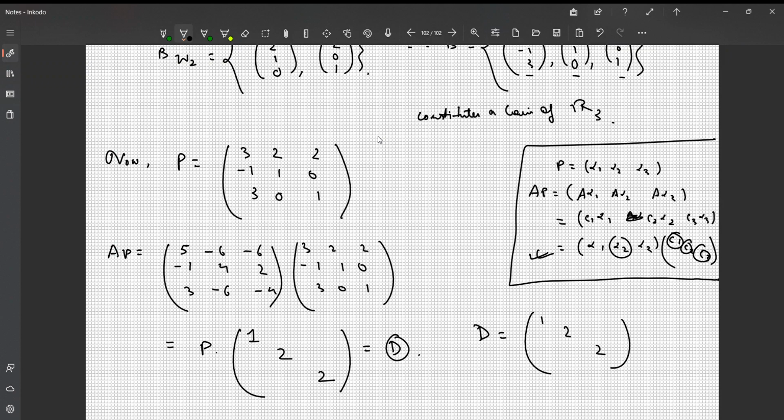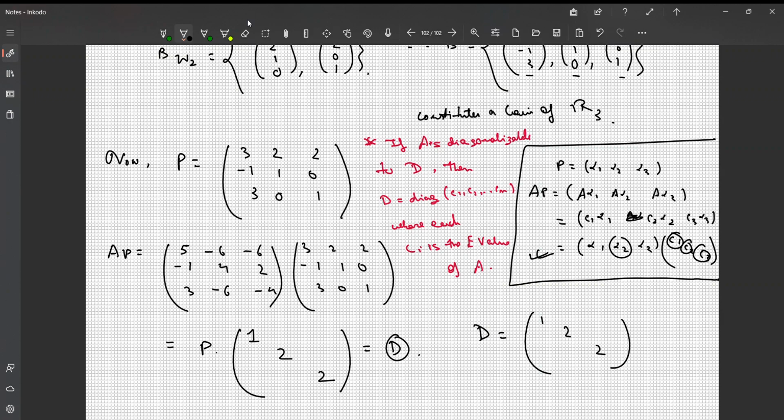One more thing which is very trivial to observe, and I hope you have observed it by now: if a matrix A is diagonalizable with respect to D, then D consists of the diagonal elements C1, C2 till Cn, where each Ci is an eigenvalue of A. So the diagonal form of a diagonalizable matrix actually consists of the eigenvalues along the diagonal, nothing else.